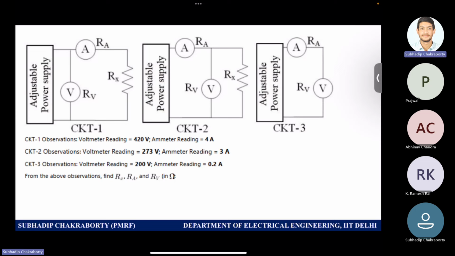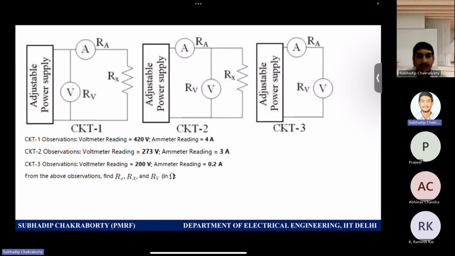So you are given three different circuit configurations of the same circuit. That is, you have the same ammeter and same voltmeter. What you are doing is connecting them at different places and taking down some readings. From that, you have to make some conclusions and also find some parameters, about Rx, Ra, and Rv for the voltmeter and ammeter shown in the diagram. You have three circuit configurations with the same ammeter and voltmeter. However, they are connected at different places, and you have taken down the readings.